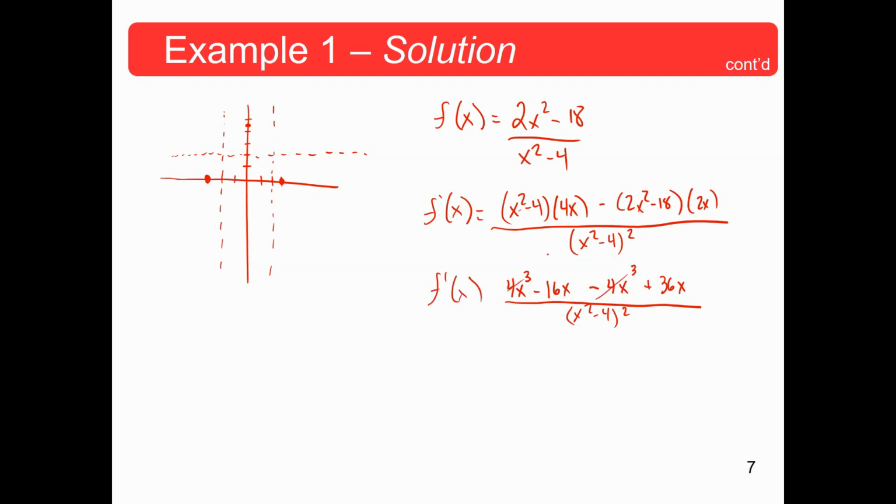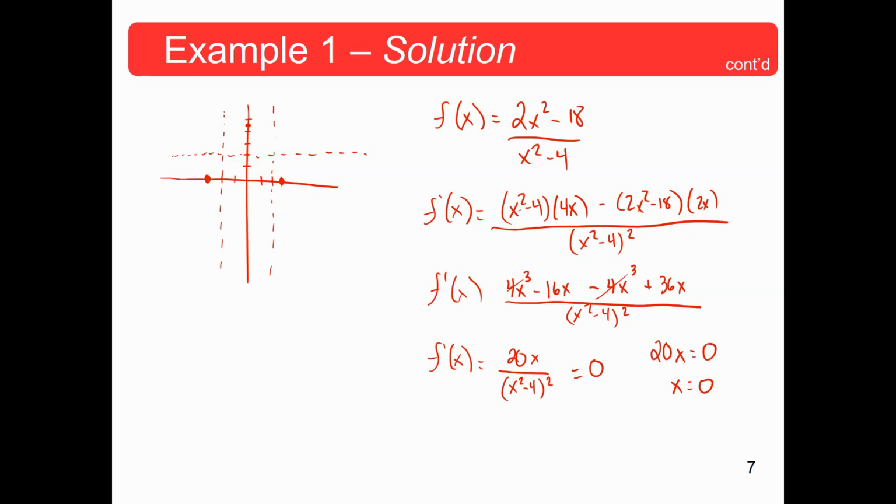The 4x cubes will cancel out. 36 minus 16 gives us 20x over x squared minus 4 squared. So first derivative test, I'm going to set that equal to 0, which means I can ignore the denominator. I know that the numerator 20x has to equal 0. I get that x equals 0. It's my only critical value, the only place where I can have a max or a min.